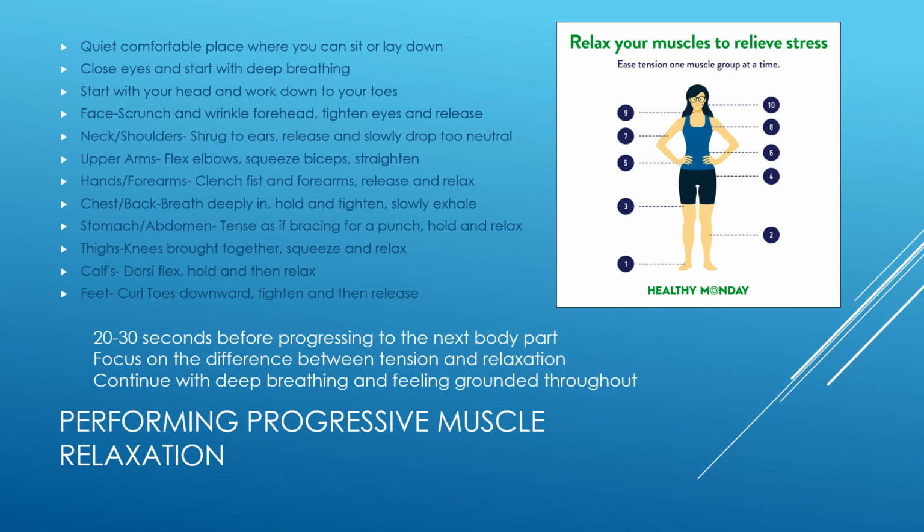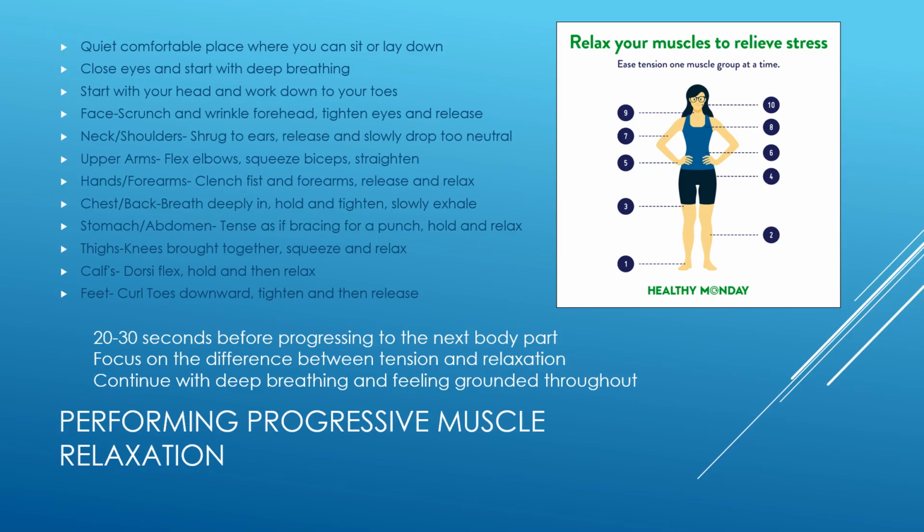Performing progressive muscle relaxation. You want to find a quiet, comfortable place where you can sit or lay down. You want to start by closing your eyes and starting with deep breathing. Then, starting with your head and working your way down to your toes, you're systematically going to perform progressive muscle relaxation. The face: scrunch and wrinkle your forehead, tighten your eyes, and then release. Your neck and shoulders: you can shrug your shoulders to your ears, and then release and slowly drop them back to the neutral position.